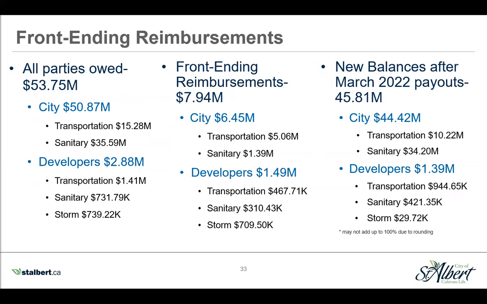And we all know that last year was a busy year for development. So as of December 31st, 2021, we had front-ending parties waiting to be reimbursed for almost $54 million. And in March, we anticipate being able to reimburse parties almost $8 million, and that'll be in accordance with council policy. And that will leave about $46 million in front-ending costs still to be paid out.